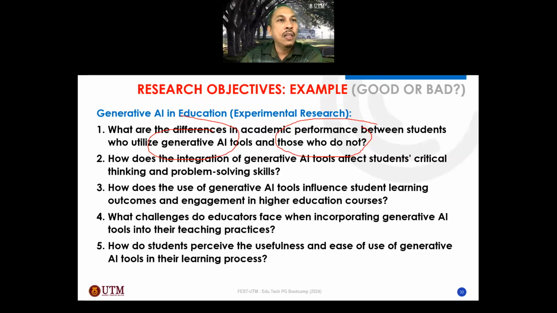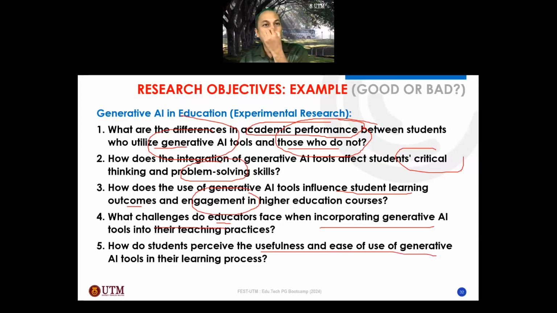First, the first research objective: you want to check academic performance for those who use generative AI and those who do not. The second research objective, as you can see, shifts the focus to critical thinking and problem solving. Third research objective, student learning outcome and engagement. Fourth research objective, educators' challenges when trying to incorporate generative AI. And number 5, acceptance or perceived usefulness, the TAM model.